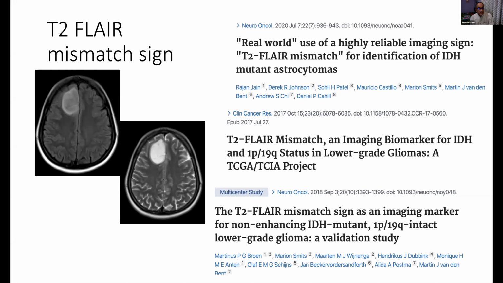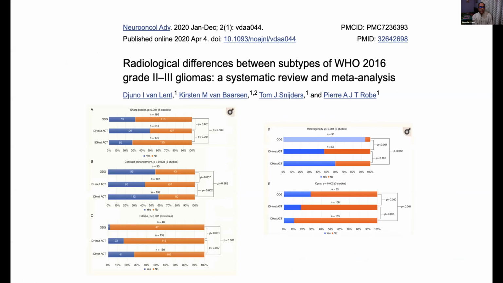T2 FLAIR mismatch sign. This is a simple radiological sign which has been described to determine the IDH mutation. If this sign is present, then this means IDH mutation is present. The lesion will appear very bright on T2 and slightly hypointense on FLAIR. So this is a T2 FLAIR mismatch sign. A lot of papers on this have been described. It was originally described by Rajan Jain's group from NYU, and then a lot of validation studies have come because it's a very simple, lucid sign which can very easily be identified. There's no special investigation required. Every case undergoes T2 and FLAIR imaging.